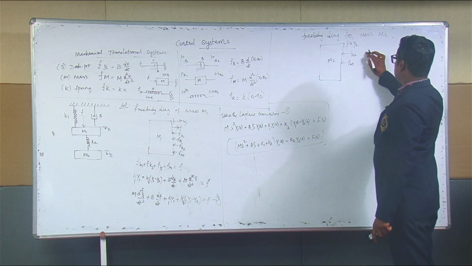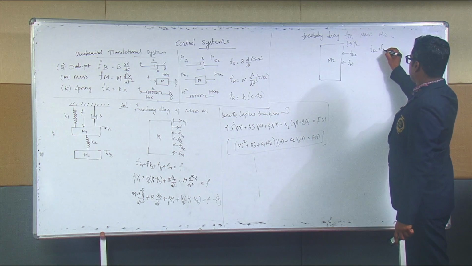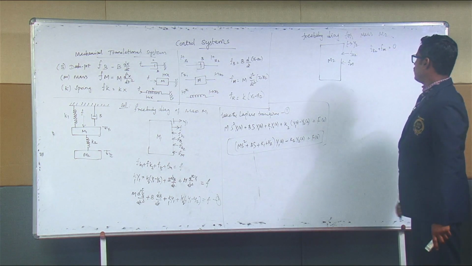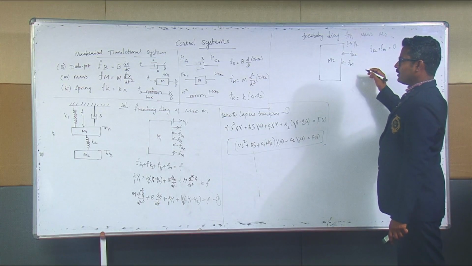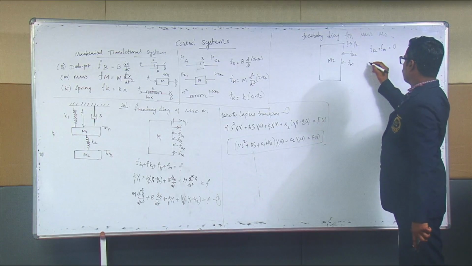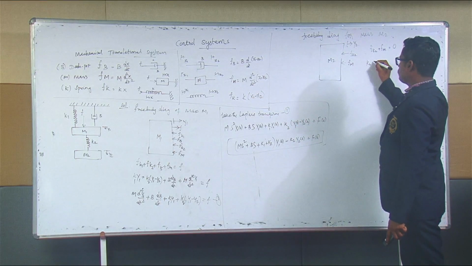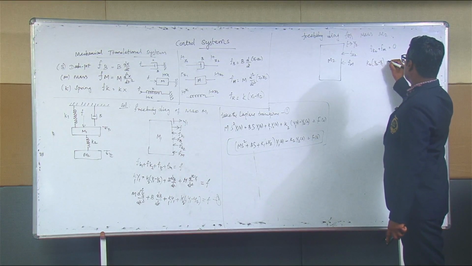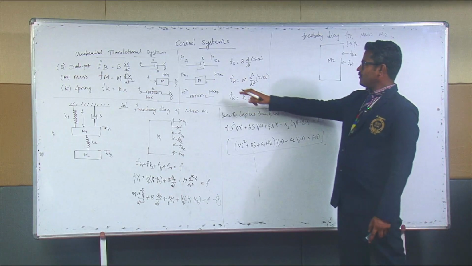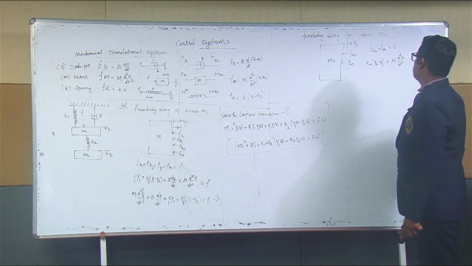So if you write the force balance equation, we get fk2 plus fm equal to 0, as there is no external force. If you substitute fk2 and fm, k2 is connected between m1 and m2. So for the spring we have to write fk2 is k2 into (y2 minus y1), plus fm, which is m into d square y2 by dt square, equal to 0.